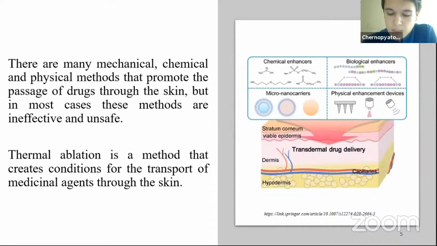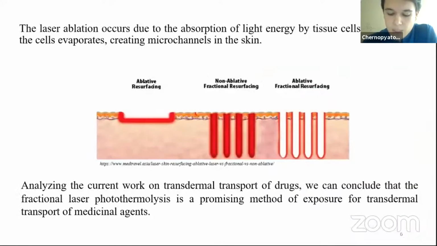Thermal ablation is a method that creates conditions for the transport of medicinal agents through the skin. The local thermal exposure damages the surface layer of the skin exclusively at the site of exposure without damaging the deep structures, which improves the passage of lipophilic and hydrophilic agents into all layers of the skin. The laser ablation occurs due to the absorption of light energy by tissue cells. The water in the cells evaporates, creating microchannels in the skin.